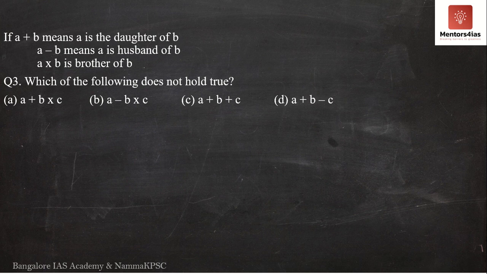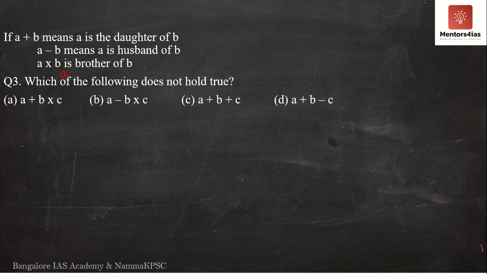Third problem, similar type, but a bit varied. Again, it means the same thing. A plus B means A is the daughter of B. A minus B means A is the husband of B, and A cross B means A is the brother of B over here. Now the question is asking which of the following does not hold true.